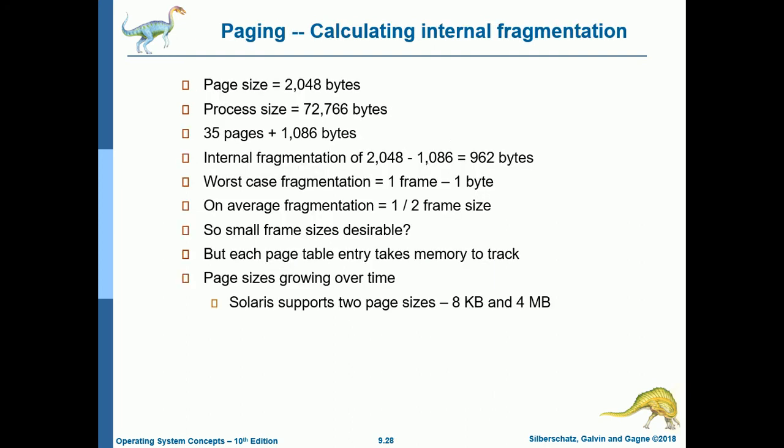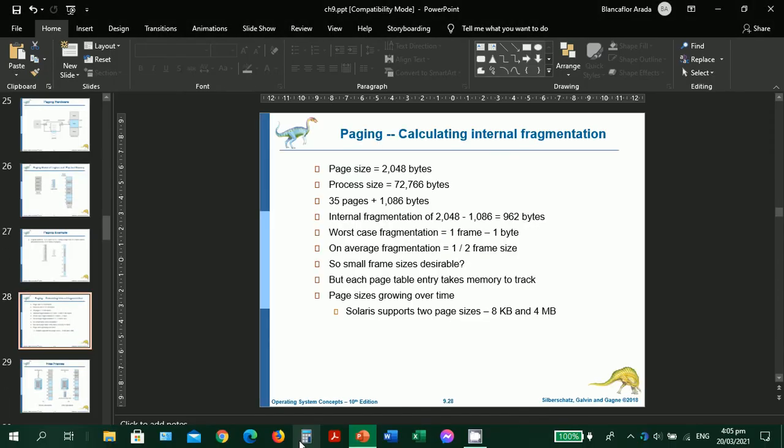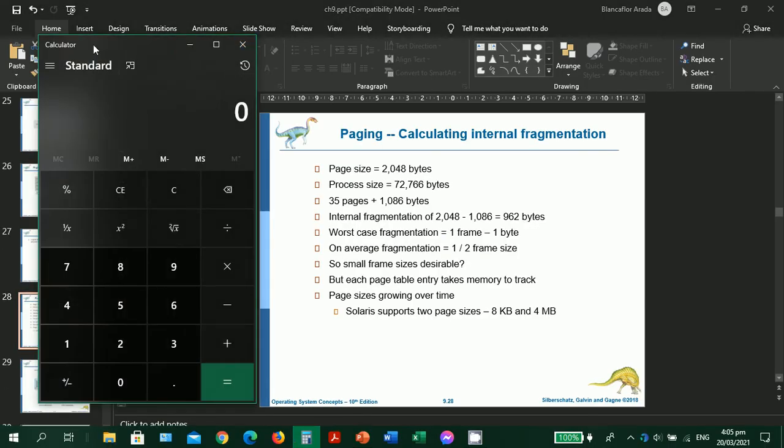Okay, next we have paging, calculating internal fragmentation. So we have page size of 2048 bytes and the process size is 72,766 bytes. So we have 35 pages plus 1086 bytes. Okay, so let's access our calculator and see the computation.